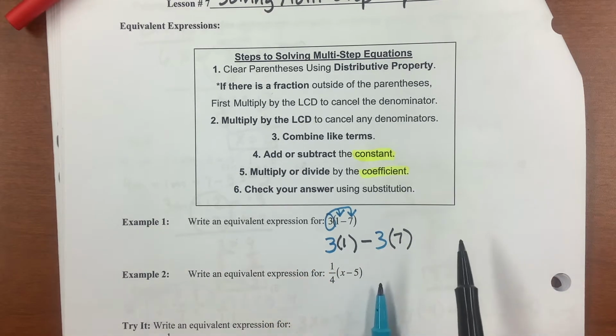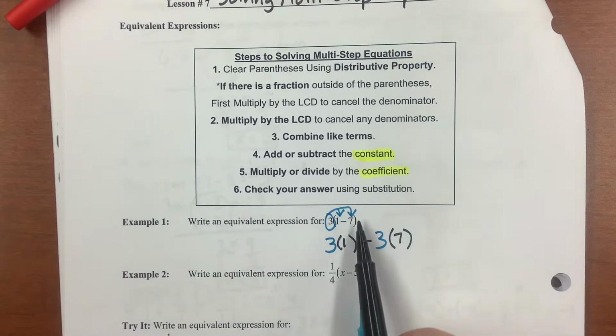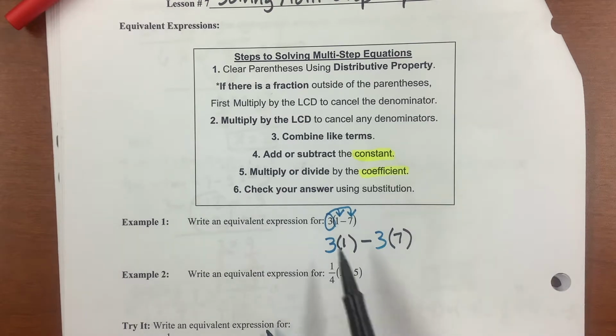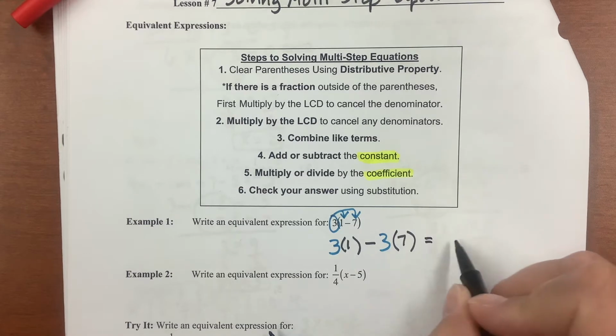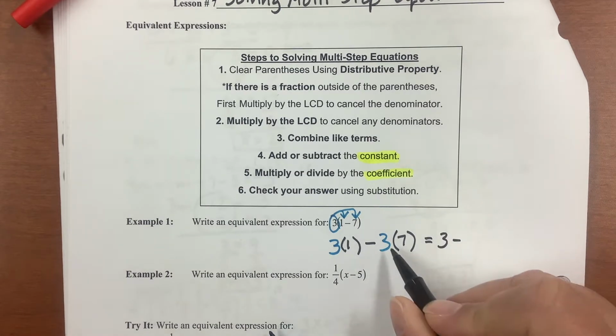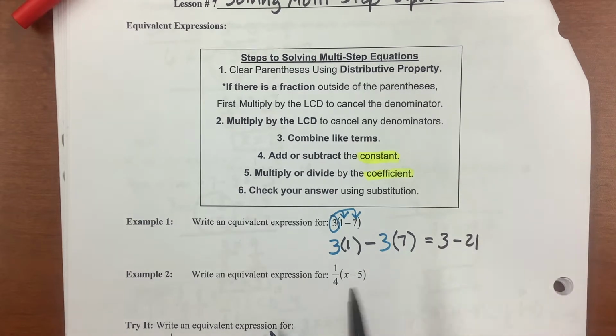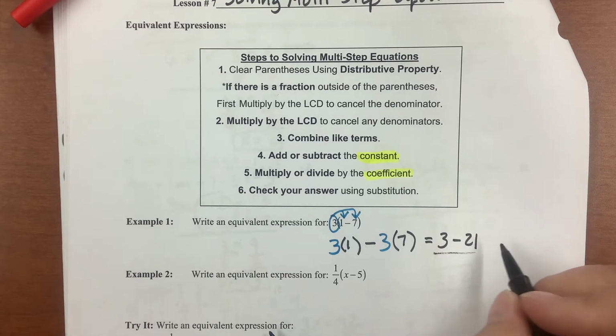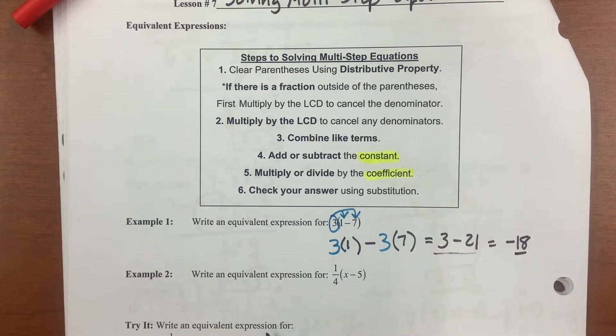Terms, every term. A 1 is a term, 7 is a term, x is a term, 5 is a term. You add and subtract terms. So there's 2 terms here, even though I'm multiplying, still 2 terms. 3 times 1, 3, minus 3 times 7, 21. That's an equivalent expression. They didn't ask me to solve it. I mean, if I solved it, it would be negative 18. And that is actually 2 equivalent expressions.